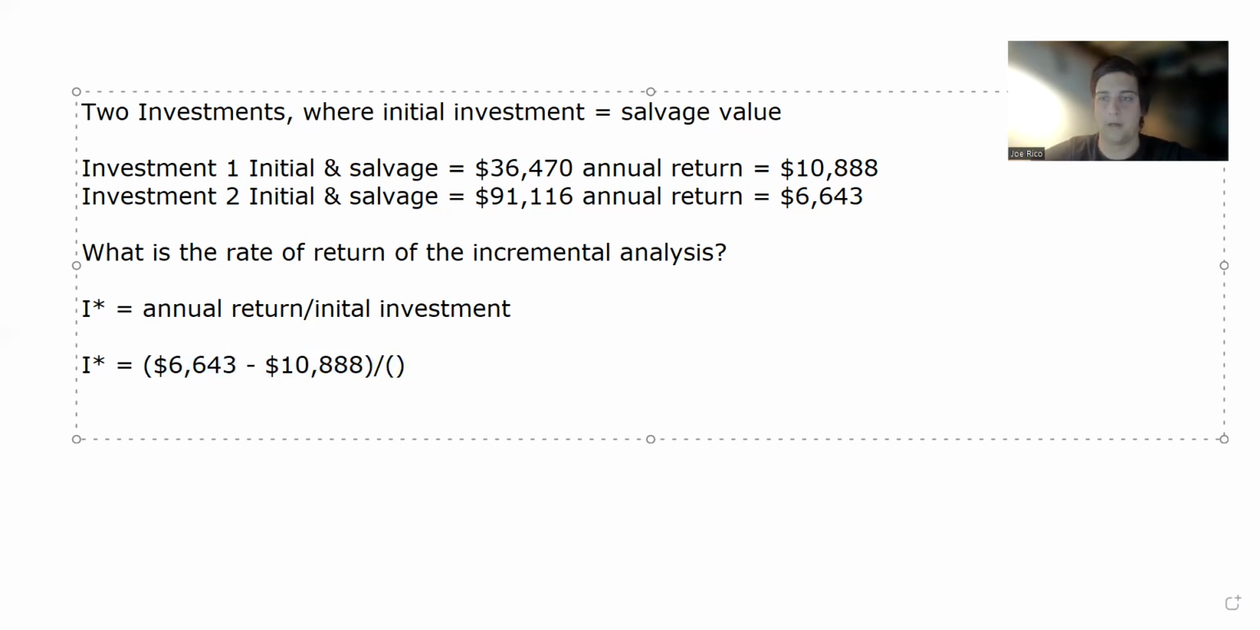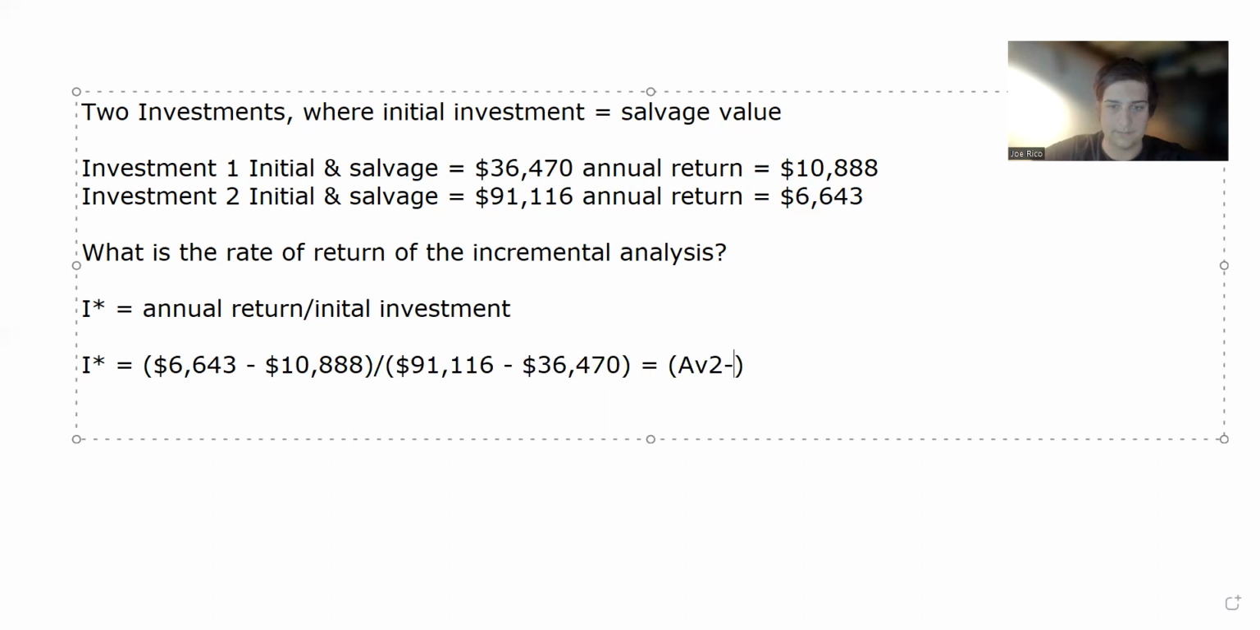Now, when we're looking at our initial investment, we are once again going to take the more expensive option and subtract the cheaper option from it. So we're going to take this right here, and we're going to put it here, and we're going to subtract option number 1's initial investment and salvage value from option number 2's. And this will give us our I star. Before we go ahead and calculate that, we'll write out this equation so that we can apply this in a more general case.